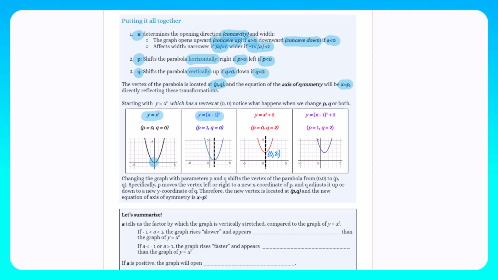But let's look what happens when we put them both together. Well, we have P is 1, Q is 2, and sure enough, this is 1, this is 2, and that axis of symmetry is at x equal to 1. So changing the graph with parameters P and Q shifts the vertex from 0, 0 to this new P and Q.